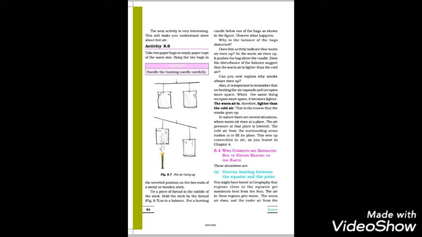In nature, there are several situations when warm air rises at a place. The air pressure at that place is lowered. The cold air from the surrounding areas rushes in to fill its place. This sets up convection in air, as you learnt in chapter 4.